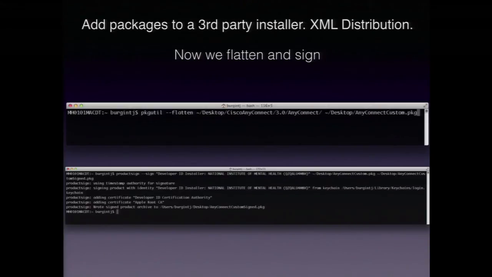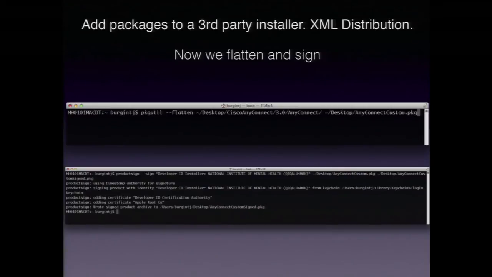You say productsign, pass in your public cert name. It'll find it in your keychain if you have a developer installer cert from Apple. And then you tell it the source, and you tell it the destination. And it goes ahead and signs it for you and gives you an output of a signed package.